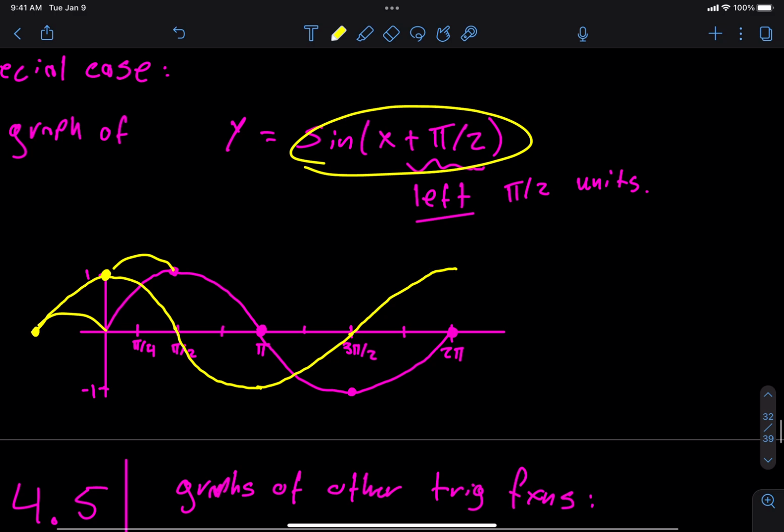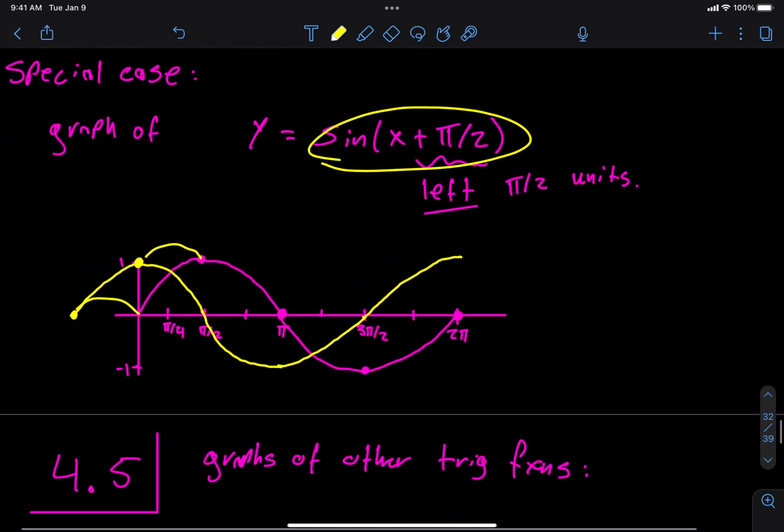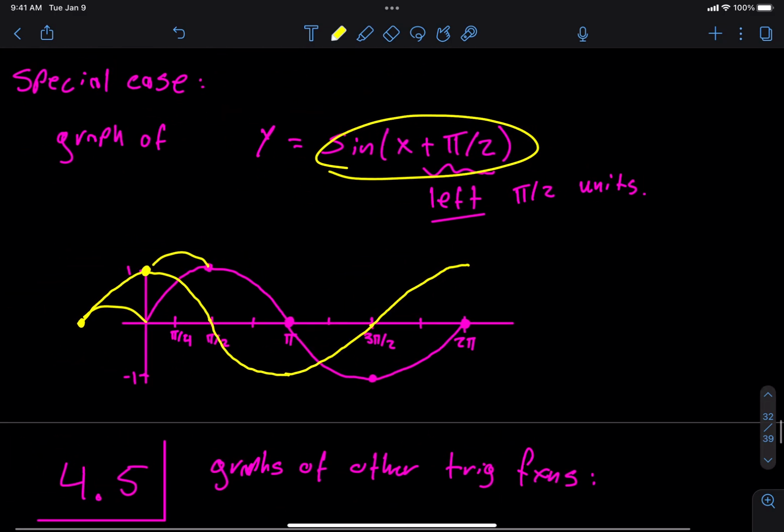We did the horizontal shift. But I call this a special case. Does anybody see why this is kind of special? What have we achieved by moving the sine function left by pi over 2 units? Does the graph of this yellow curve look familiar at all? That's the graph of cosine. So it makes complete sense that if we move everything over to the left pi over 2 units, we're going to get the cosine function.